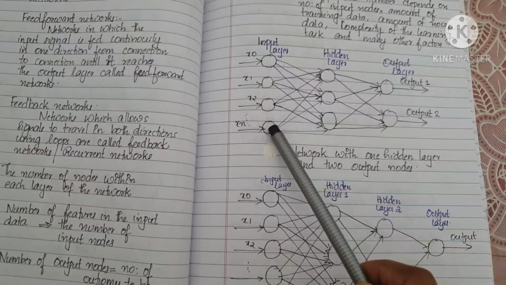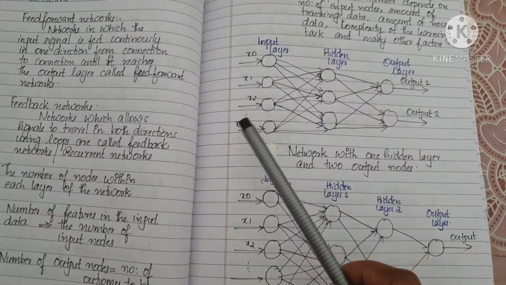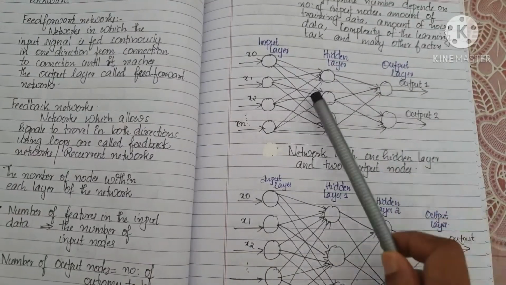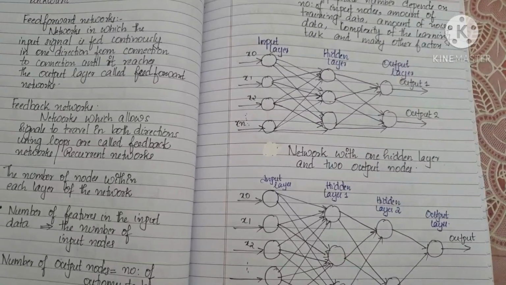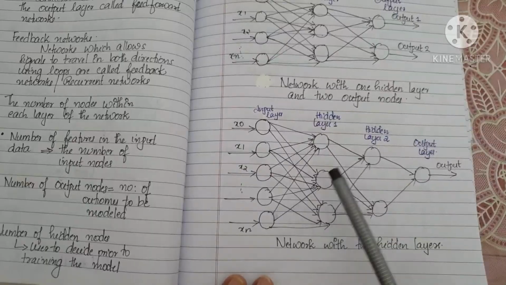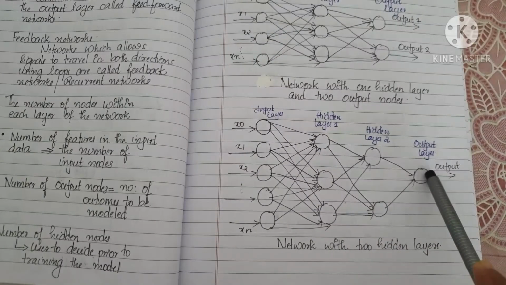Normally the input layer is layer 0, and we are not counting it. This is layer 1 and this is layer 2, so it is called a two-layer neural network. And this one is a three-layer neural network.